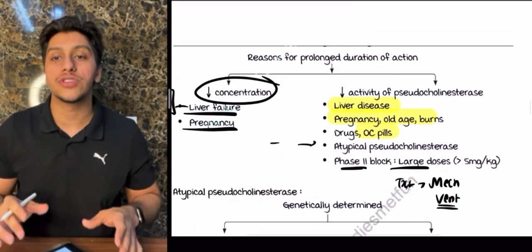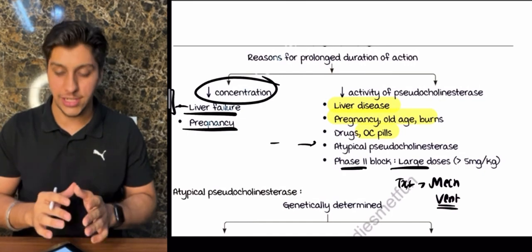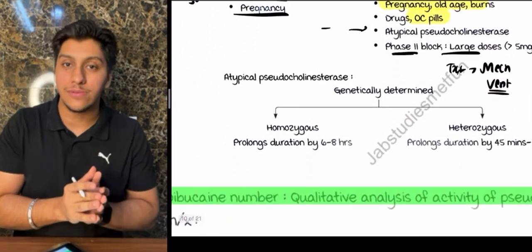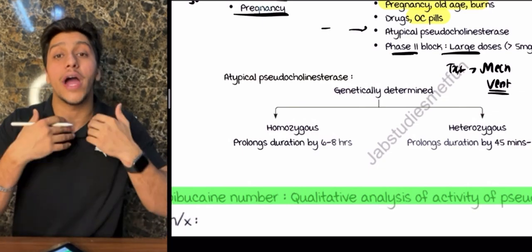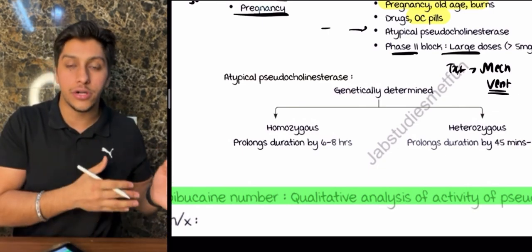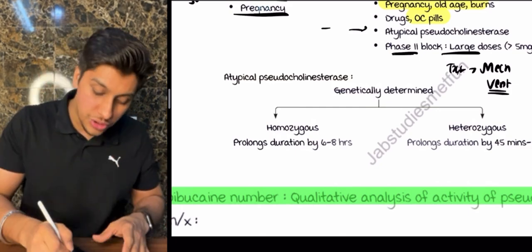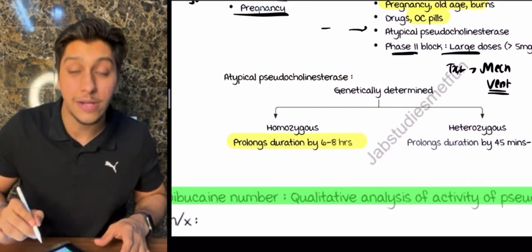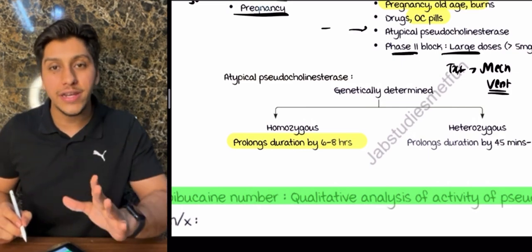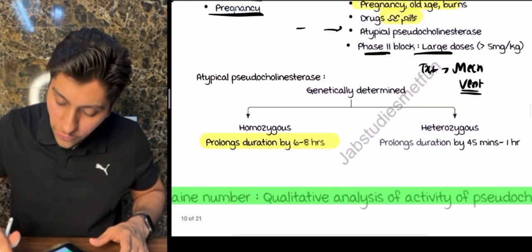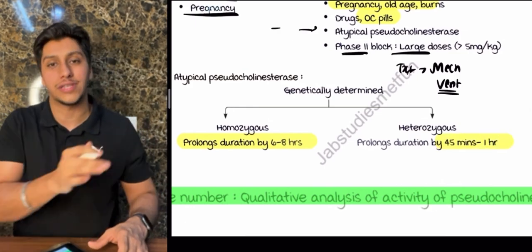Let's talk about something known as atypical pseudocholinesterase. There are basically two types. One is homozygous, and the other is heterozygous. The difference in both is that in homozygous, the duration prolongs up to 6 to 8 hours, while in heterozygous, which is a less severe case, the prolongation is only around 45 to 60 minutes.